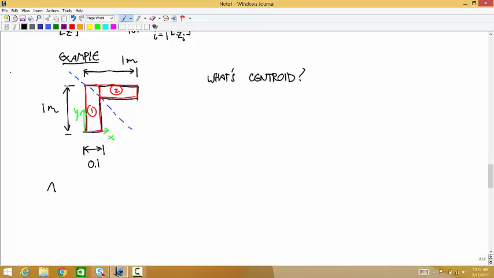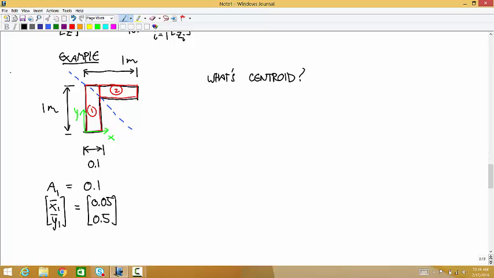Okay, so what's the area of rectangle 1? Have you guys taken classes where you did areas? Okay, that's a length times a width is how you do rectangles. So 1 times 0.1, so this is 0.1. And then the centroid of that rectangle, because of symmetry, is right in the middle. So x is going to be 0.05, and y is going to be 0.5. Okay, see that?